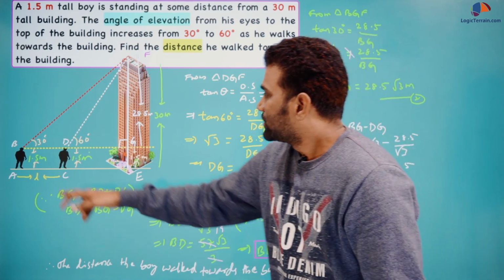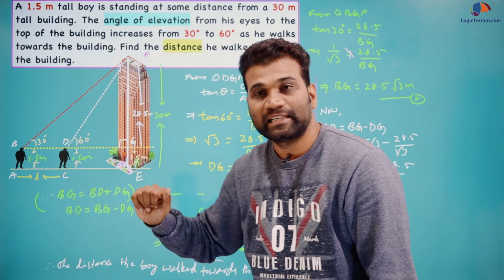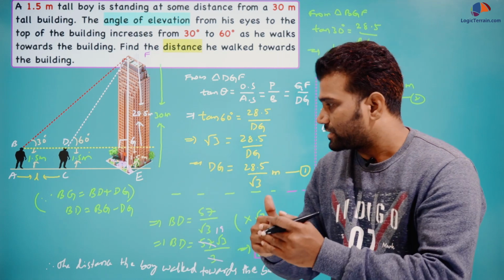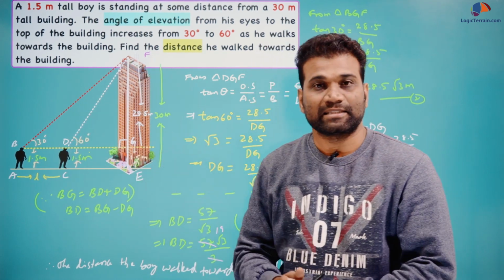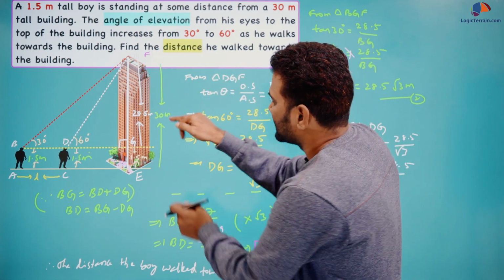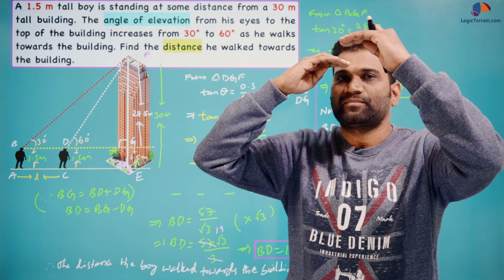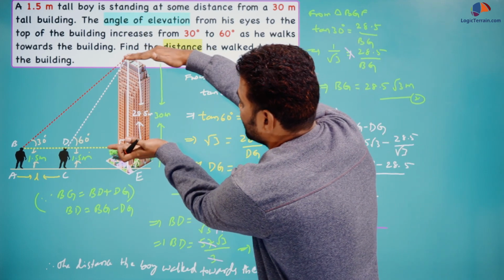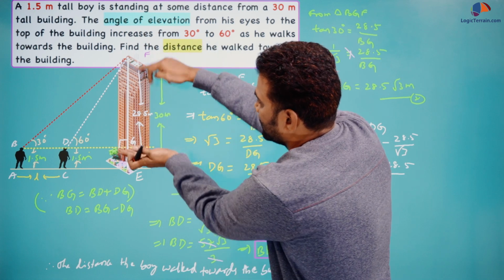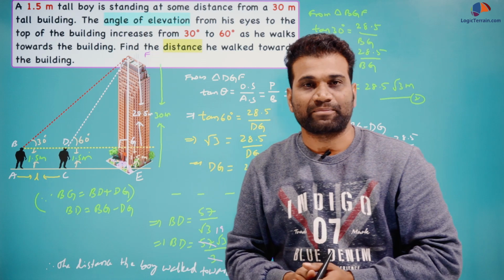Okay, here is the node point. From this point the angle of elevation to the top of the building is 30 degrees, and after moving some distance from this point the angle of elevation is 60 degrees, and the total height of the building is 30 meters, and he is observing from his eyes, right? The height of the boy is 1.5 meters. This is ground level. Now what about this height? 30 minus 1.5, that is 28.5.